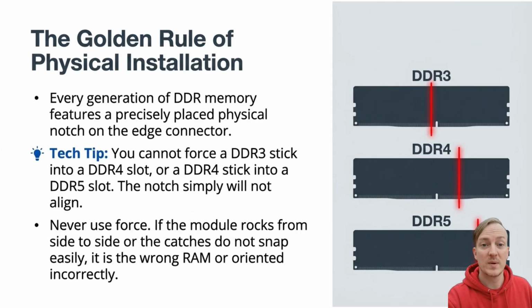Before you touch any memory, you must memorize the golden rule of physical installation. Every generation of DDR memory features a precisely placed physical notch on its edge connector. This notch shifts its position with every generation. You absolutely cannot force a DDR3 stick into a DDR4 slot or a DDR4 stick into a DDR5 slot. The notch simply will not align. Tech tip: never use force. If the module rocks side to side, you are using the wrong generation of RAM.